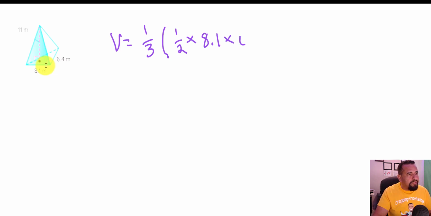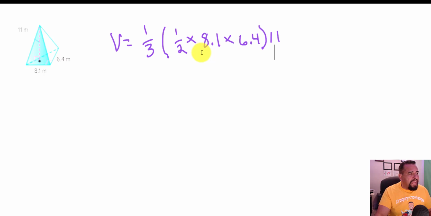times 6.4 times 11. Okay, so that is where all the numbers come from. Length and width, we cut it in half so that we can get a triangular base. Multiply times 11 and divide by 3, or multiply times 1/3. It doesn't matter what order you do it in because it's all multiplication.